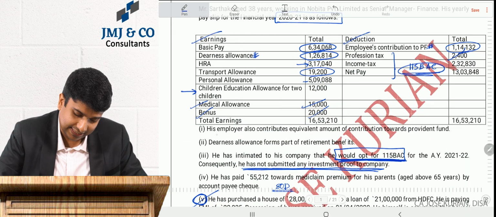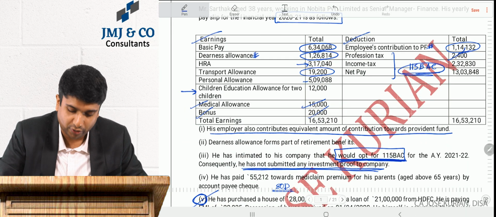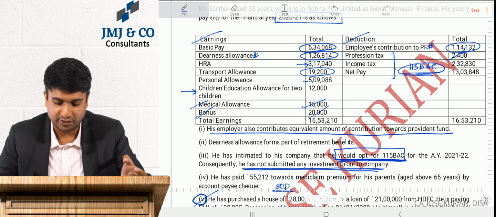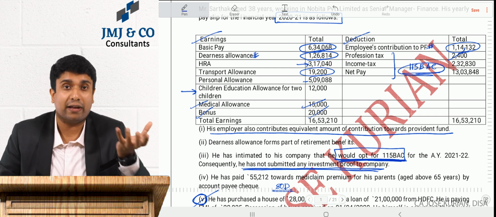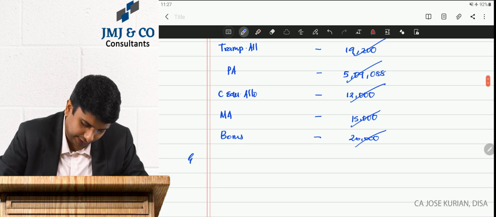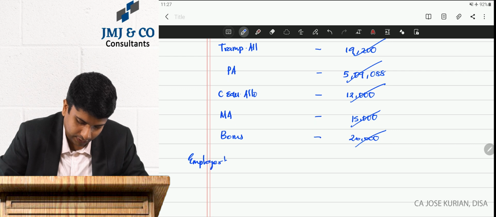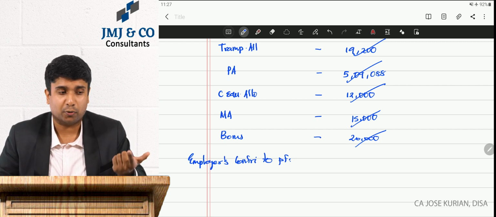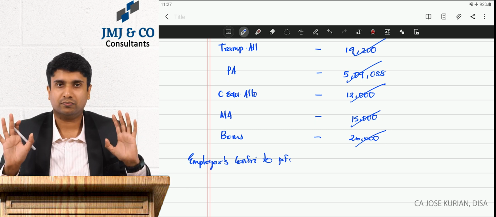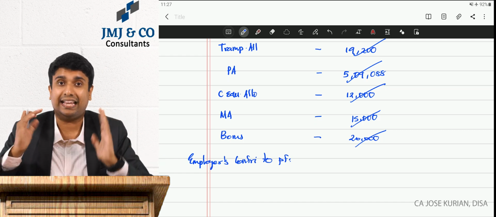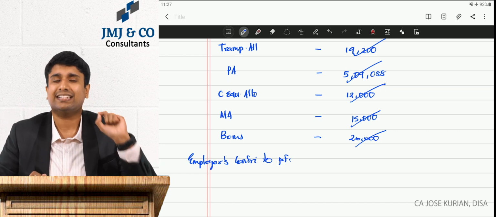What is that, friends? His employer also contributes an equivalent amount towards Provident Fund. So when the employer is contributing something to the Provident Fund, the employee is indirectly getting a benefit. Yes or no? So you have to consider that benefit as taxable salary. So we can write employer's contribution to Provident Fund. And here the question is not specific whether it is a statutory Provident Fund, a recognized Provident Fund or an unrecognized Provident Fund. We don't know. Unless it says it is an unrecognized Provident Fund, you can always consider a positive assumption.